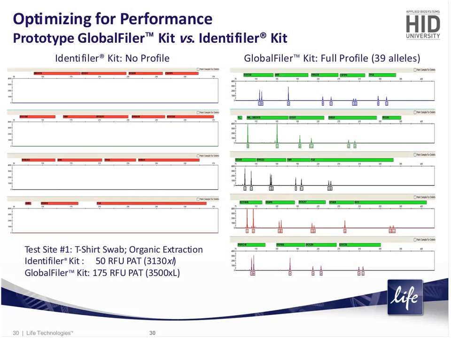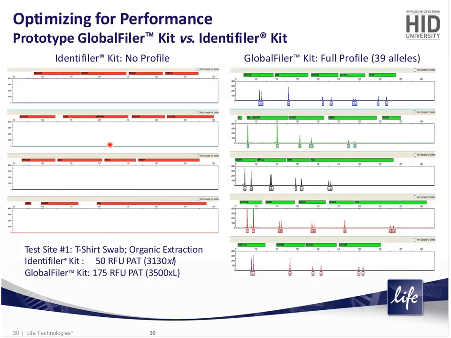So these are some examples from the prototype version of the system, which was what we would call our alpha version of the chemistry. We're now much further down the development route than you see here. So this is effectively going to be the worst case scenario that you'll see of GlobalFiler kit performance, and we believe we've enhanced the performance of the system even further from what you see here from these early results from our test sites.